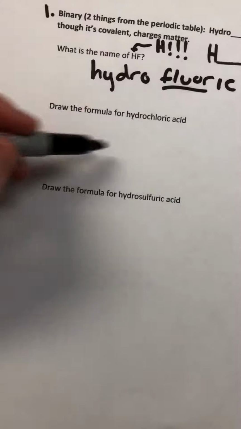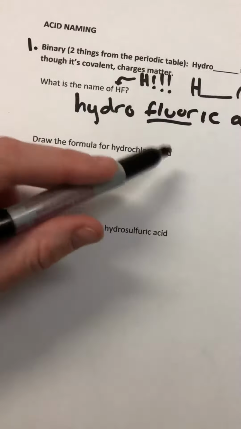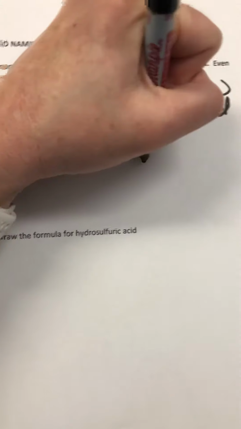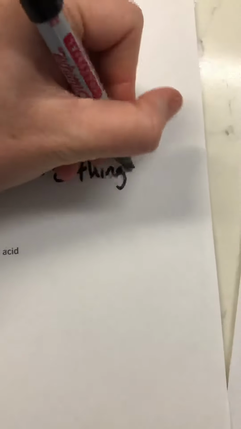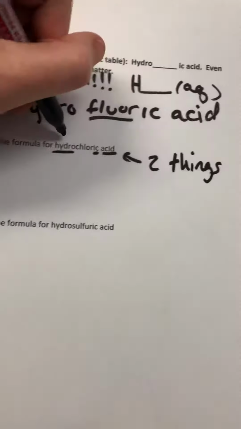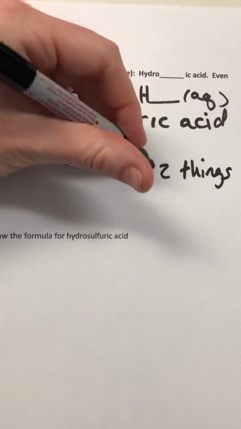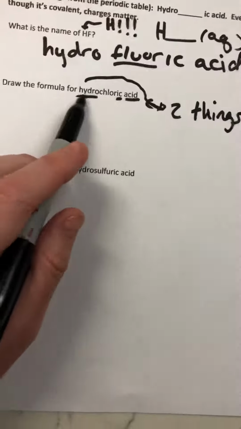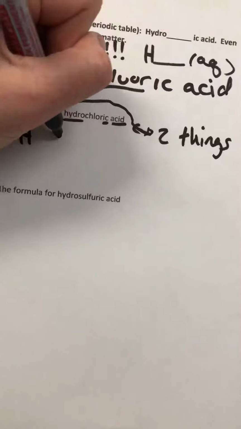Now if we go backwards, it says draw hydrochloric acid. Again, hydro-ic acid tells you it's two things. Mainly the hydro part is what tells you that it's just two things from the periodic table. So if this is two things from the periodic table, it's an acid, so that tells you one of them is going to be H, and chlor tells you the other one's going to be Cl.